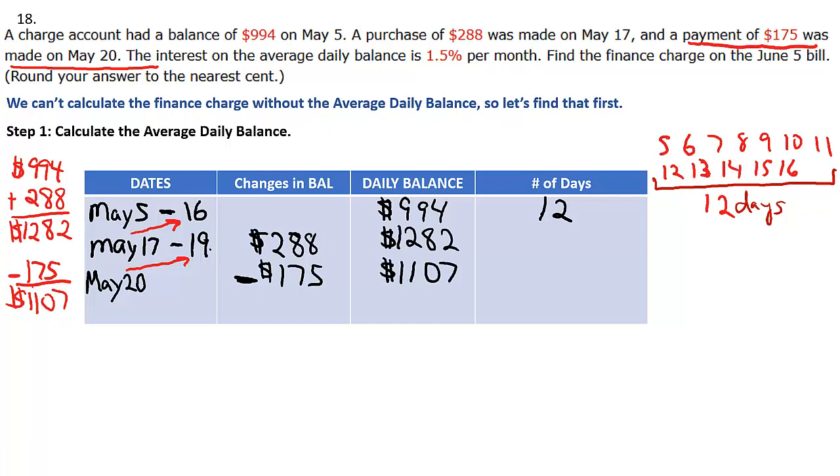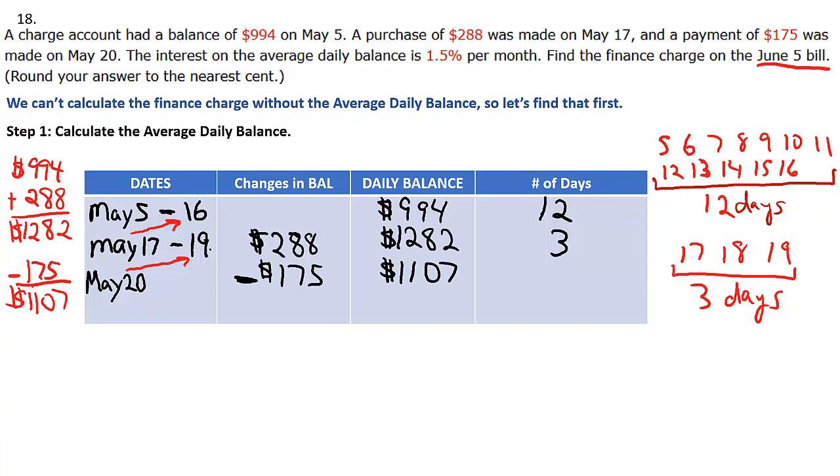You can go up and find out how many days that $1,282 balance was valid by subtracting 17 from 19, add 1, or just writing down 17, 18, 19. Either way, you'll find out there are 3 days for that. And you can also see, if you look at the last date in the problem, the last date was June the 5th. As I said, June the 5th is the billing date, so it ended the day before, which is June the 4th. So you've got to count the days between May the 20th and June the 4th.